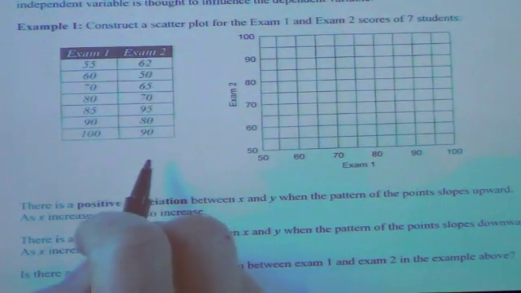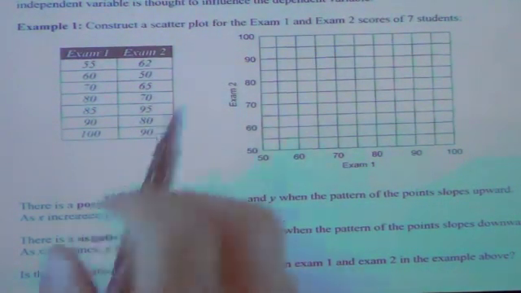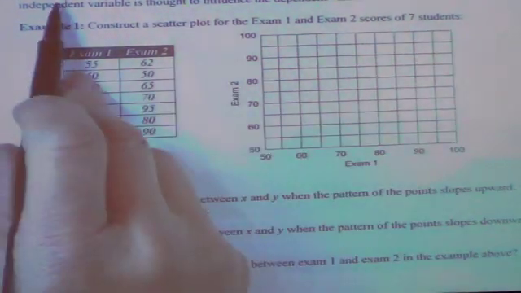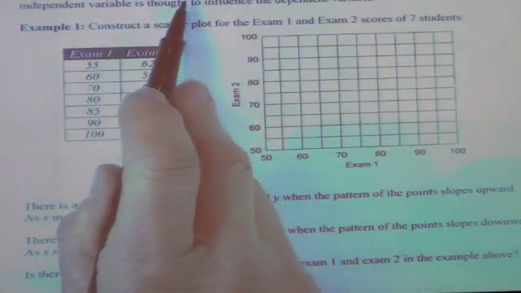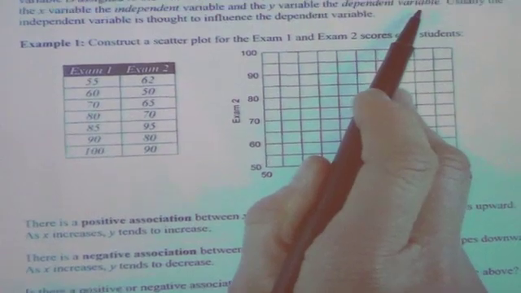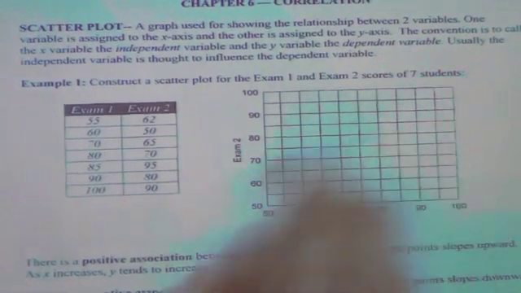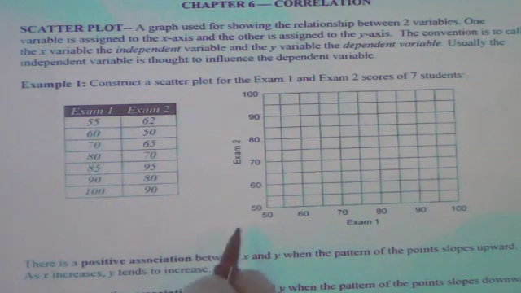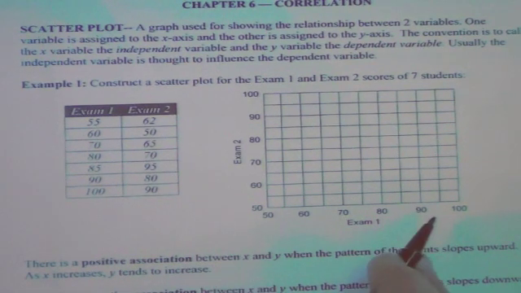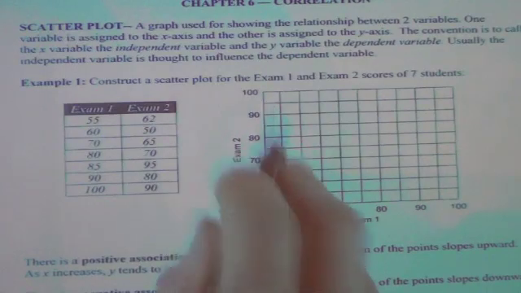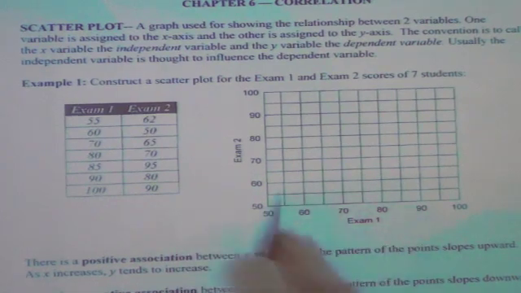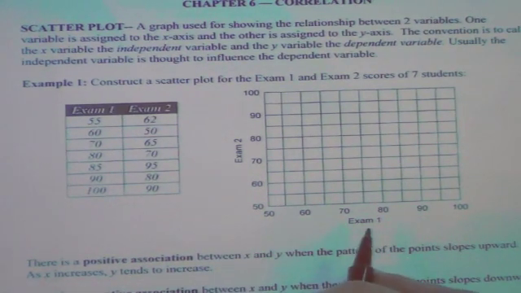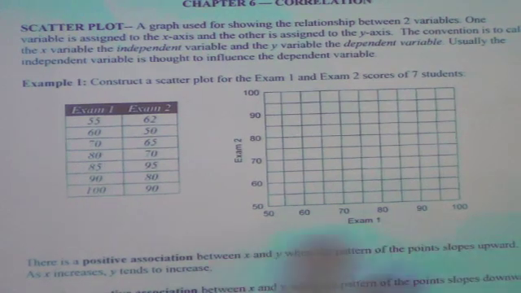Now how do we decide which axis to put these 2 variables on? Well, usually the convention is to call the X variable, in this case exam 1, the independent variable, and the Y variable the dependent variable. Because usually the independent variable somehow is thought to influence the dependent variable. Why did I put exam 1 on the X? Because exam 1 came first in time.